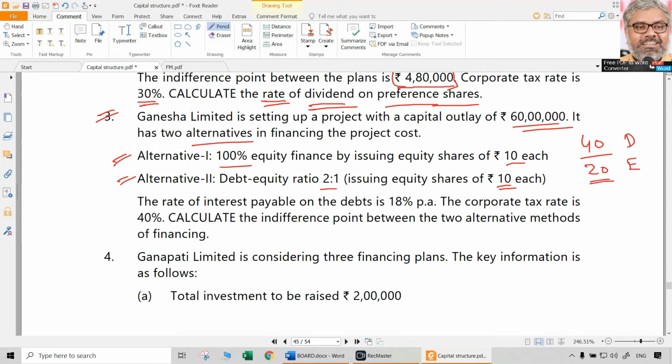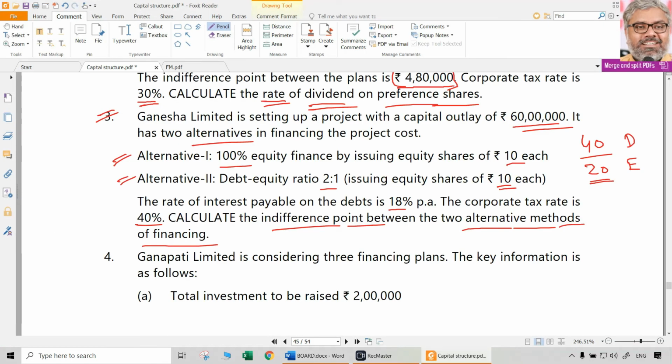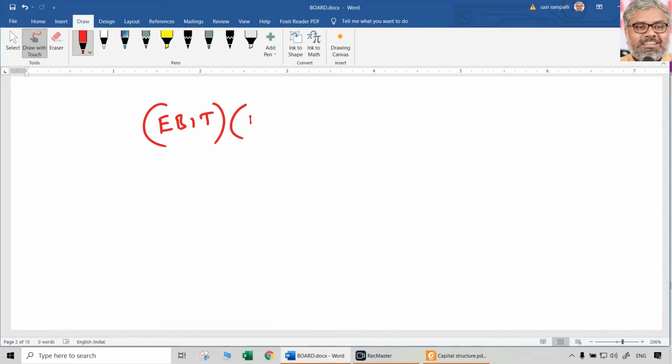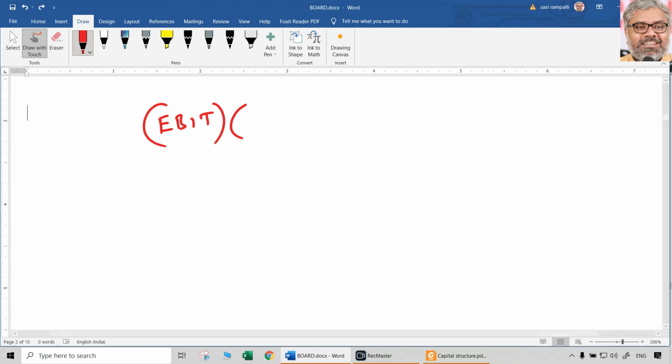That is alternate 2. Rate of interest payable is 18%, corporate tax rate is 40%. Calculate the indifference point between the 2 alternative methods of financing. Almost a straightforward question. We can use the formula easily. EBIT is what we are supposed to calculate. In option 1, there will not be any interest. So directly, we will take 1 minus tax rate. That will be 0.6.